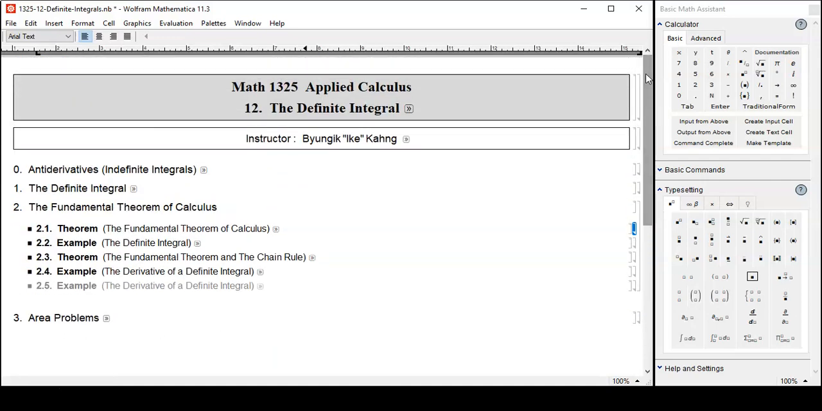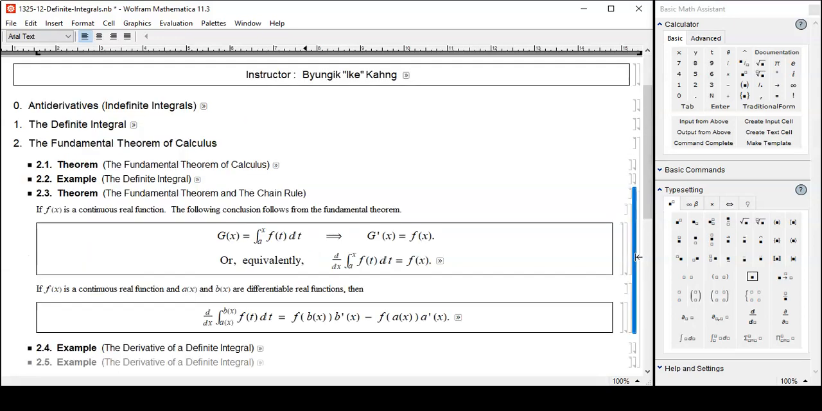Now let's go to the other aspects of the fundamental theorem. This time, let's consider the derivative of the definite integral. We begin with a function defined as a definite integral, like this.